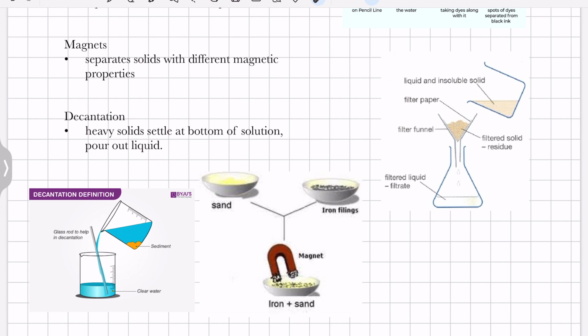Magnets, on the other hand, separate the magnetic materials away from the non-magnetic materials. For example, with iron filings and sand, it will only take up the iron filings, which you can brush off into another pan, leaving pure sand behind.